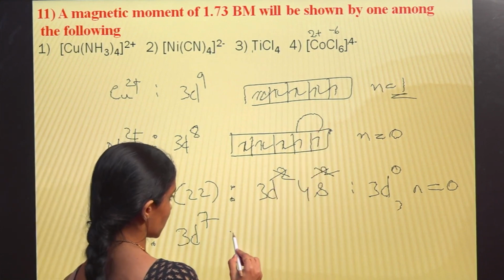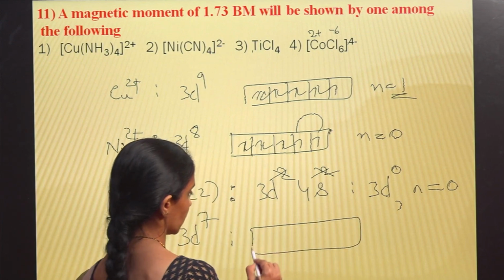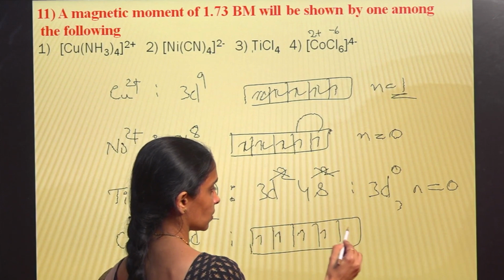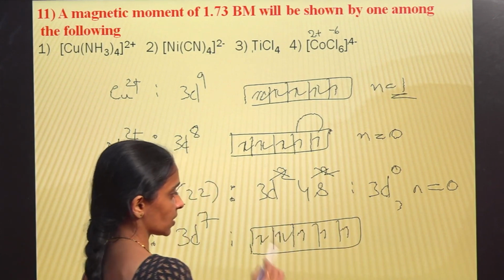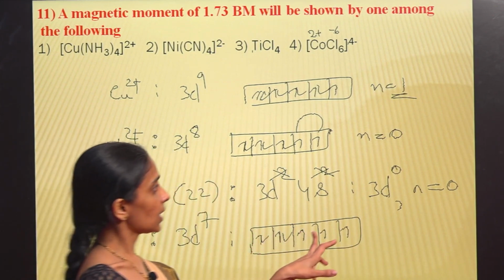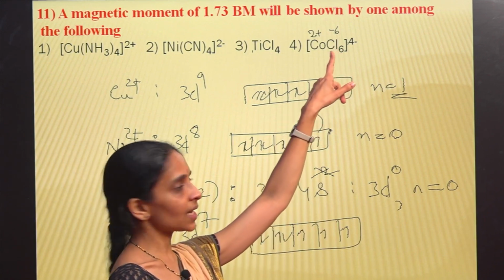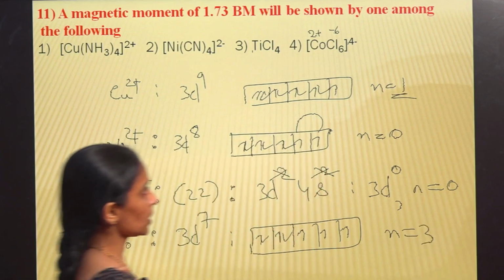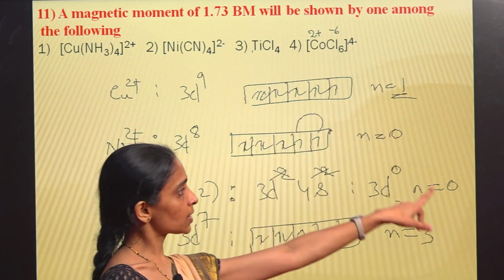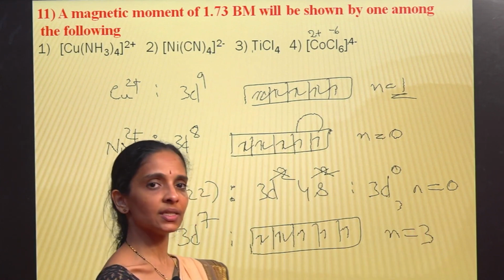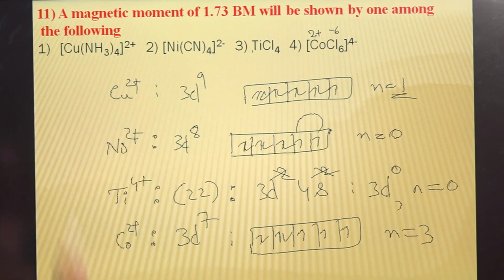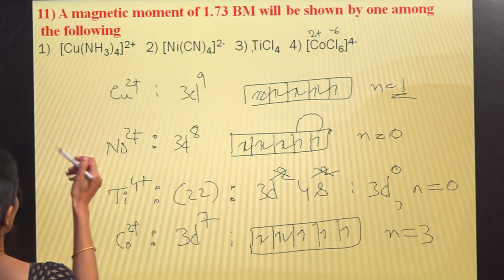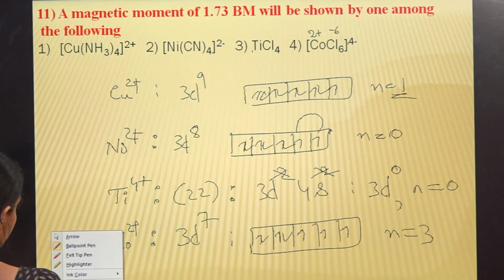If you write the box diagram, it will be 5 electrons, the 6th and the 7th electron. They are paired up. The ligand is a weak field ligand, so there is no pairing, so n is equal to 3. First case n is 1, next two cases 0, and the third case n is 3. Now the magnetic moment is 1.73. Okay, magnetic moment is given to you.